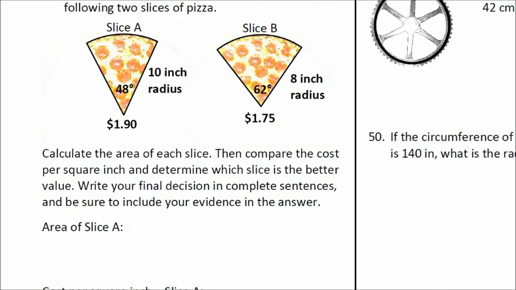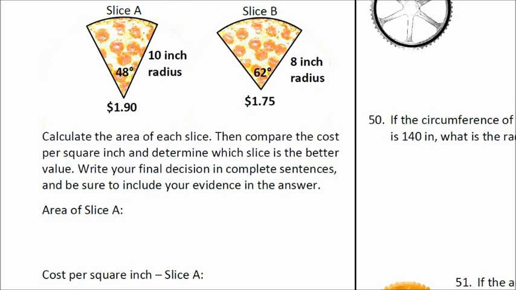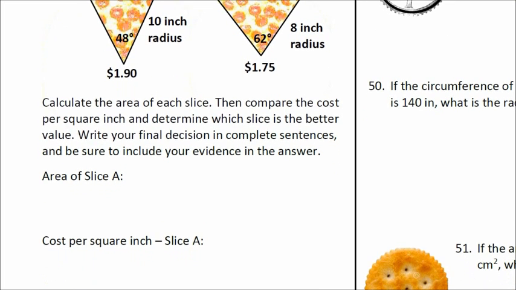So slice letter A, the area of slice A. Well, to find sector area, or just the area of that piece, we have to find the whole area first, and then find the partial area or the sector area by figuring out what fraction of the total area we want. So for area of slice A, let's find the area of the whole pizza first. Area is pi r squared. We know the radius of slice A is 10 inches. So pi times 10 squared, and 10 squared is 100. So we've got 100 pi.